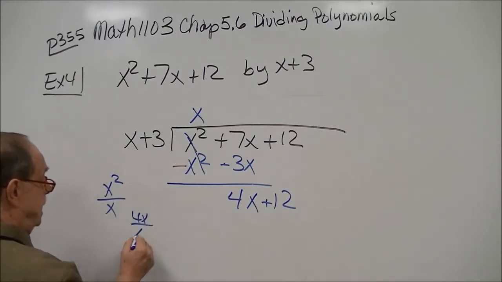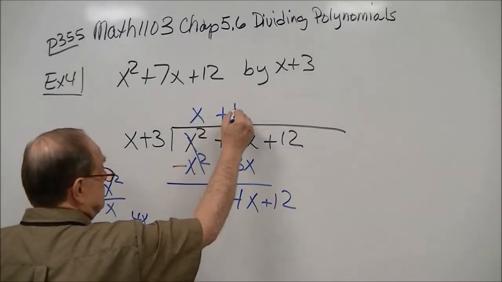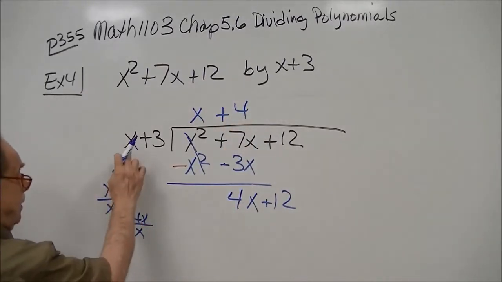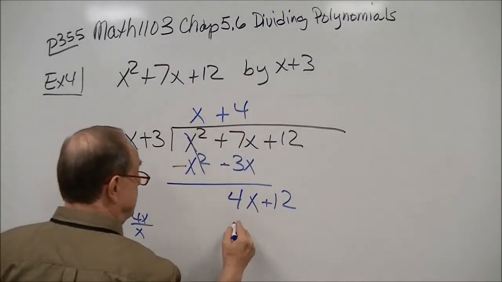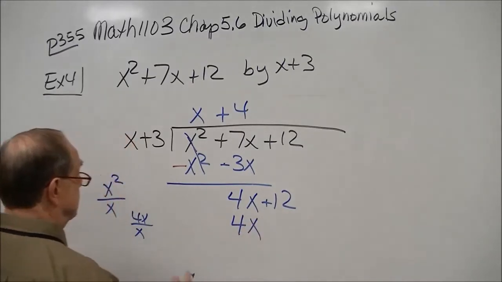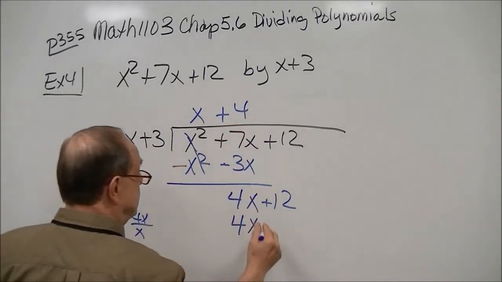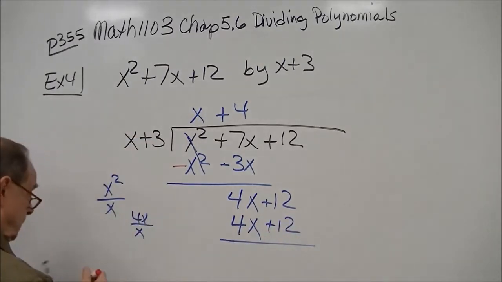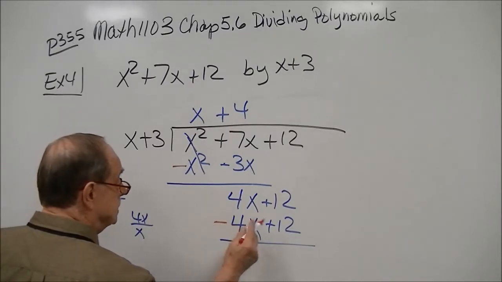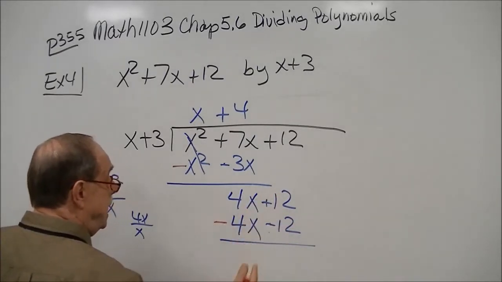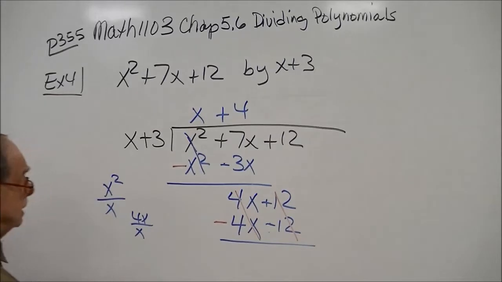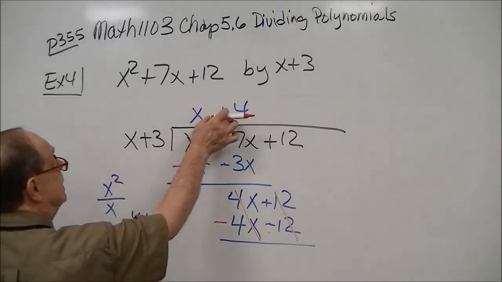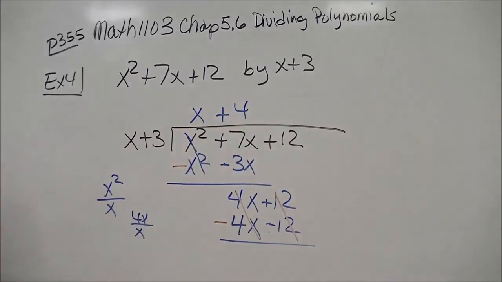4x divided by x is 4. Now, x times 4 is 4x. 3 times 4 is 12. And what do we do? We change our signs and add. And all of this cancels out, and that's our answer. Now, if we multiply this by this, we get this. That's what we did in an earlier lesson.